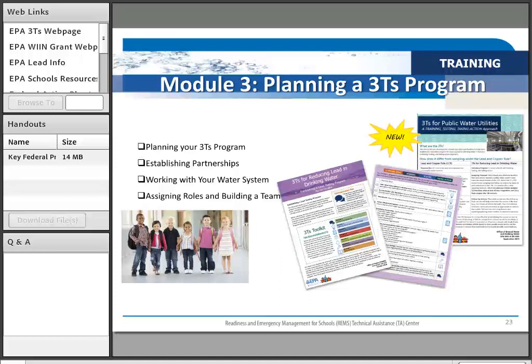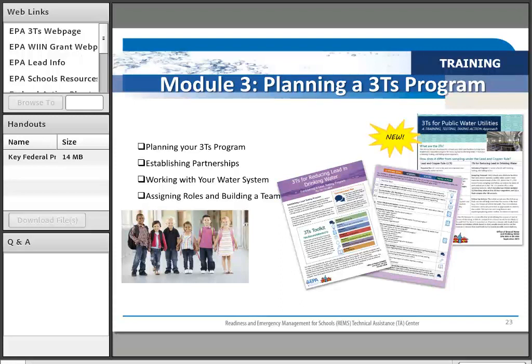Module 3 is planning a 3Ts program. This one is really great for superintendents and school administrators who are trying to decide how to get started and who to partner up with. Module 3 includes some basics about planning a 3Ts program, how to establish partnerships, and examples of partners. Those might be your water utility, the state or local health department, lead prevention groups, school associations.